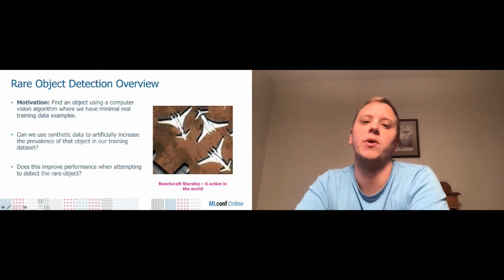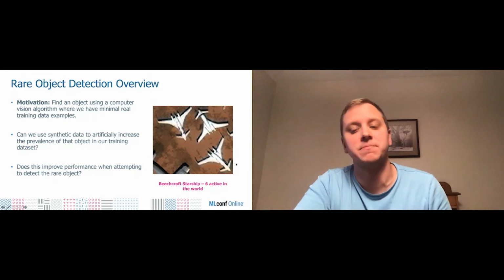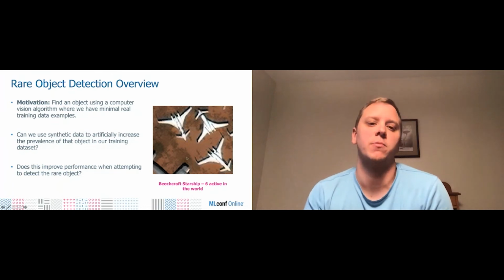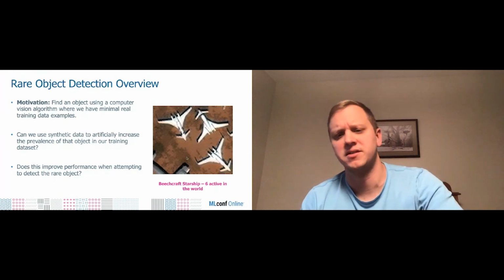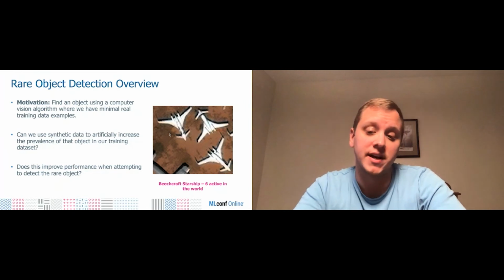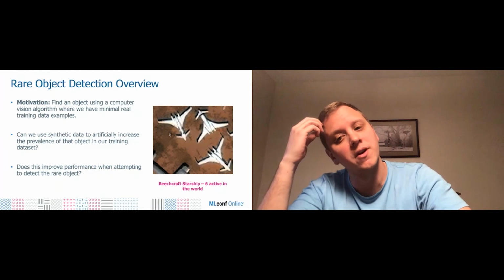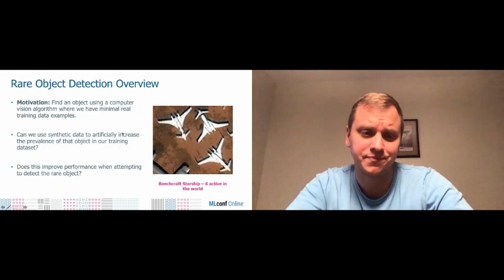So say we wanted to find some Beechcraft Starships. There's presently only 6 active in the world. A few of them actually appear in the RarePlanes data set. And we want to build an object detection model to find these. So this is a particularly challenging task because there's only a couple of these in the world, and building a representative training data set for this will be nearly impossible.